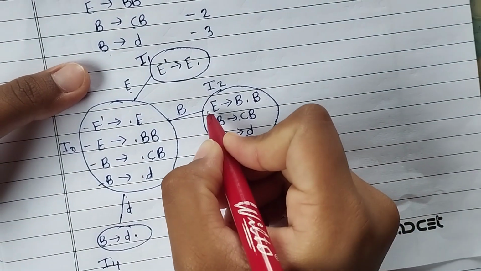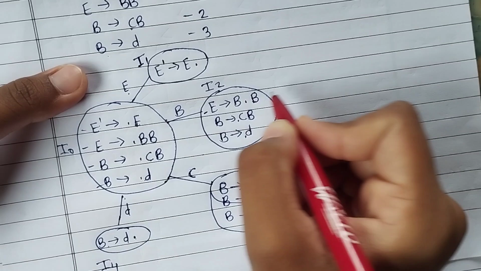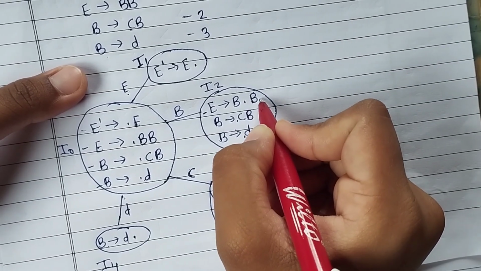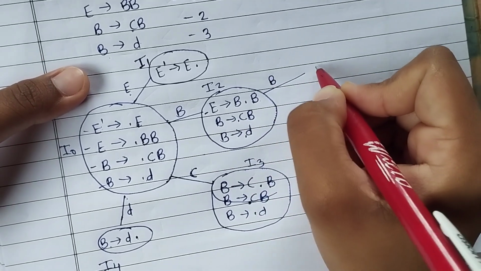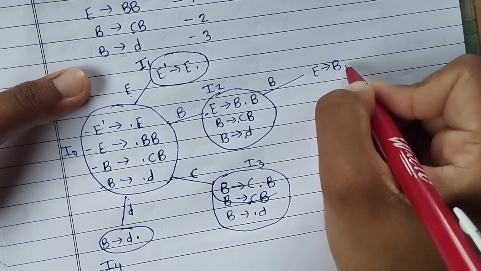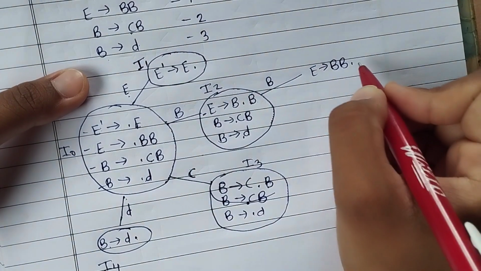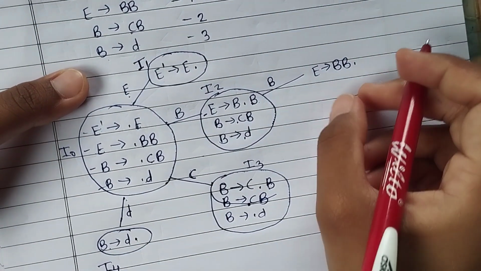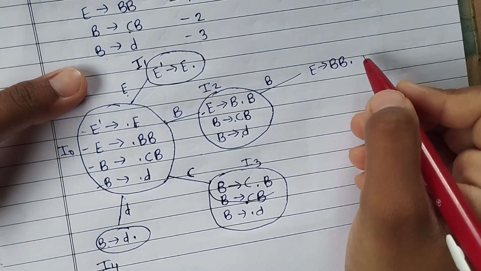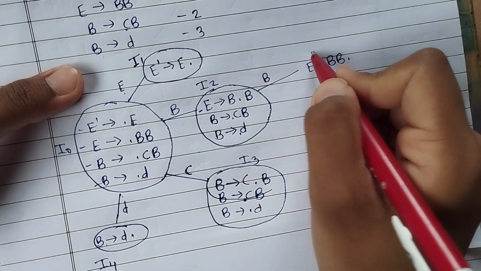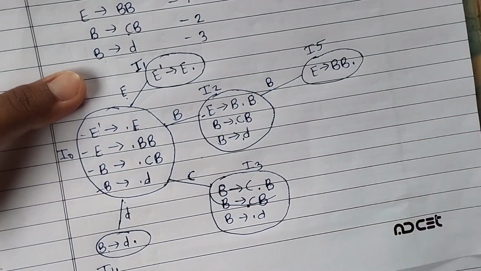In I2, again we first start with this grammar. So E → B.B, so we move the dot further with respect to B. We write here, this is changed with respect to B, E → BB. Now the dot is present at the end of the grammar, so do we write any grammar below it? No, because after the dot nothing is present, so we stop here, and this is our I5 state.